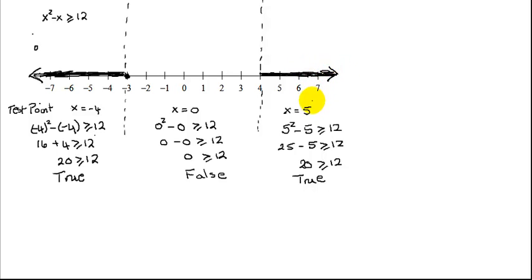So I've nearly finished my graph. All I have to do now is come up here and look at my inequality. It's greater than or equal to. So I need to put square brackets on my two endpoints. And now I'm ready to write the answer in interval notation.